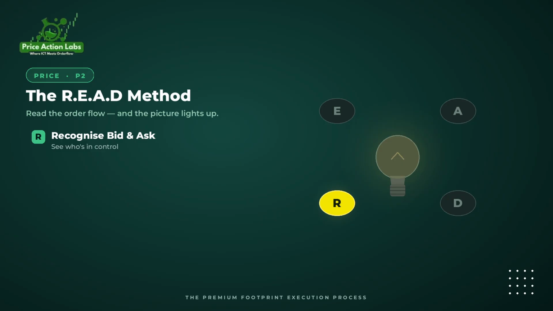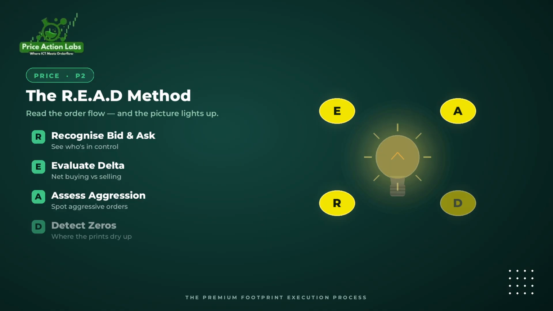And so how do we do that? What's a quick way of speeding up time, if you like? It's by building systems. First we want to recognize the bid and ask, we want to evaluate the delta, we want to assess the aggression, and we want to detect zeros. This is how you read footprint charts. You need to know what the left and right number is talking about, evaluate the information they're telling you, assess who's aggressive, buyers or sellers, and detect zeros. Because when you detect zeros, you are in a much more powerful position of spotting reversals.